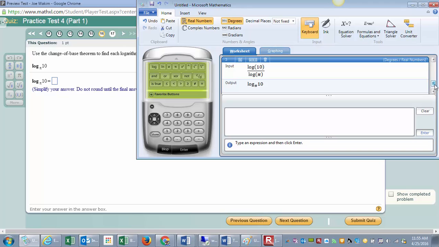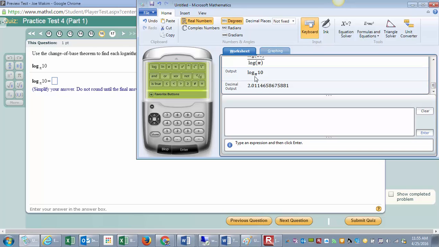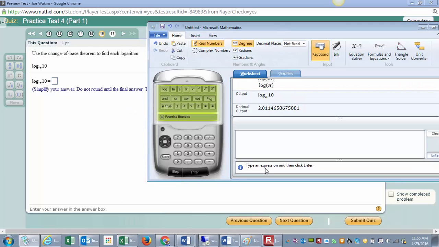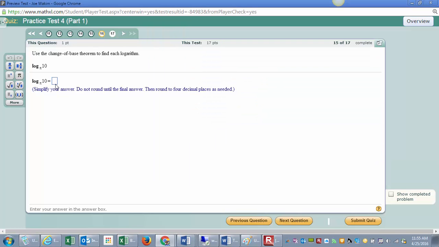And the answer would be, you see, it's the same as log 10 base pi, but the answer would be 2 point. They wanted it to the nearest 4 decimals, okay, 2.0115. And the last question is number 17.